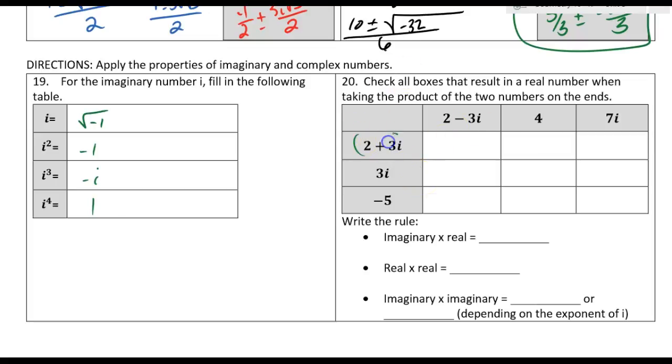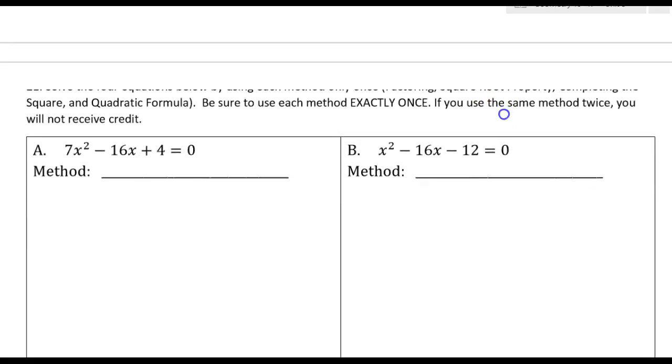You are just literally multiplying each of these across, just like you would the boxes. They're talking about which ones are real. This one would be real, this one would be real, and this one would be real. Okay? I am going to fill in the bottom. So let's go down to our last ones here.